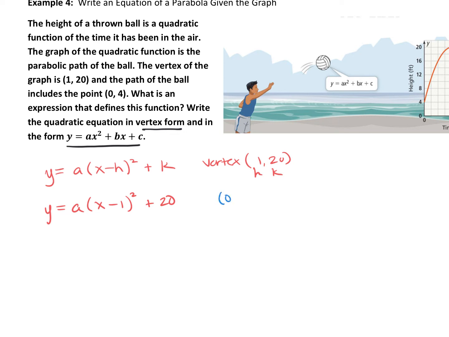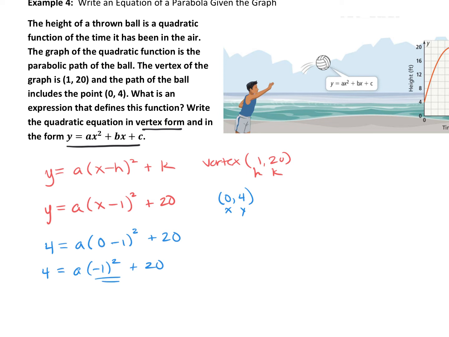So we have the other ordered pair, (0, 4). There's an x, there's a y that we can plug into our equation. So we're going to replace the y with a 4. 4 equals a times, because we don't know that, but our x we're going to replace with a 0 from that ordered pair: (0 minus 1) squared plus 20. And then we'll just go ahead and simplify this. 0 minus 1 is negative 1.